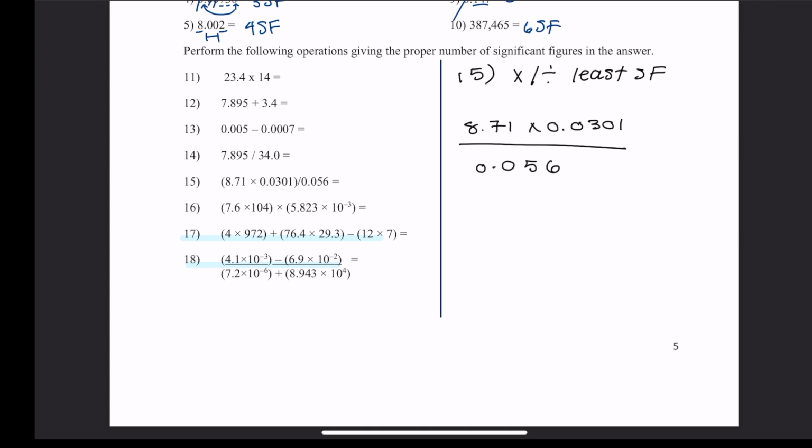Okay, so for all the numbers, let's count how many significant figures there are. Top one, first number, we have 3 sig fig. We don't count these zeros. We count the zeros in between. So this is 3 sig fig. We don't count these zeros. That means this is 2 sig fig. And since we want the least sig fig, the answer should have only 2 sig figs.